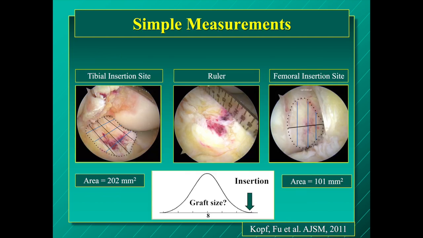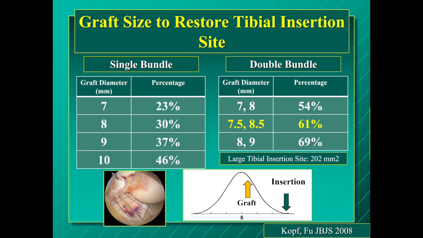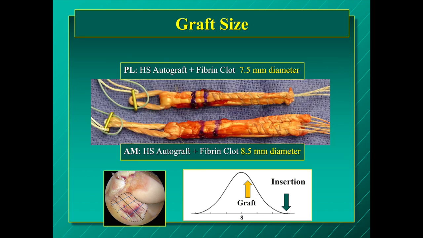After evaluating the tear pattern and anatomy for our 17-year-old patient, precise measurements are made over the tibial insertion site, notch dimensions, and femoral insertion to determine if the parameters are suitable for a single bundle or double bundle placement. Calculation of the tibial insertion site reconstructed area suggested that a double bundle with an 8.5 and 7.5 millimeter grafts would provide 61% coverage within our goal of 50 to 80%. Hamstring autograft was selected by the patient.